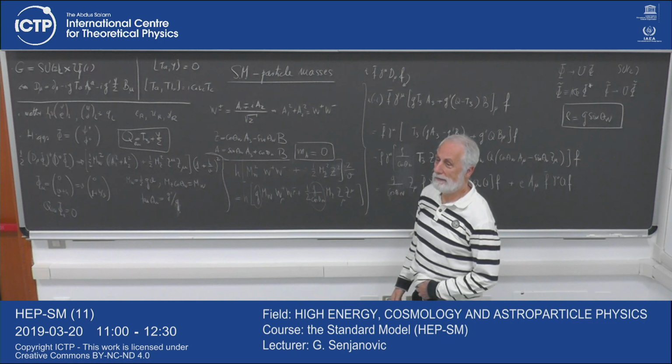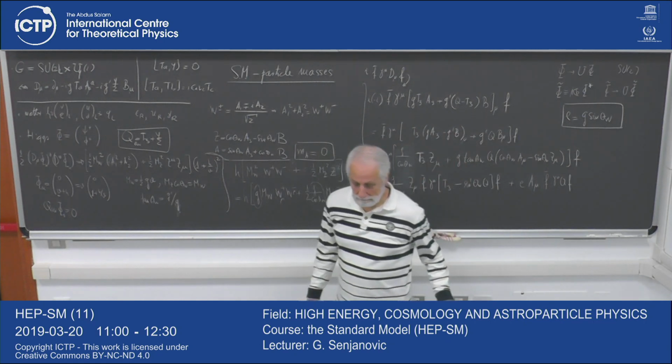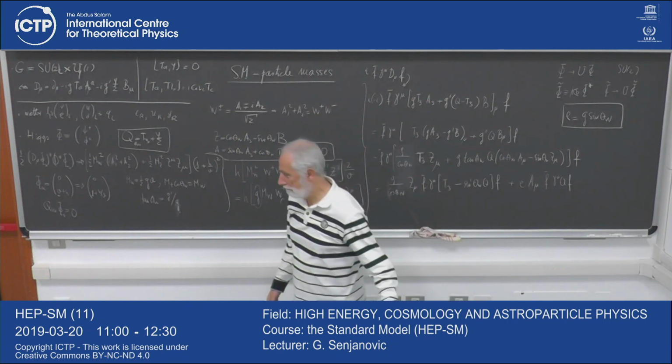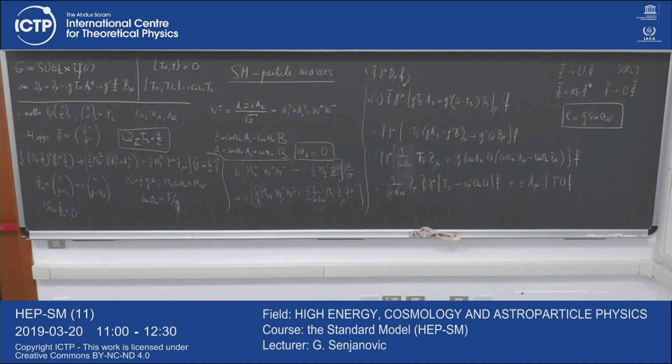Yeah, but I was going to say that maybe there is some kind of symmetry that we can rotate inside the third generator and... No, g and g prime are completely independent, and theta W is arbitrary.